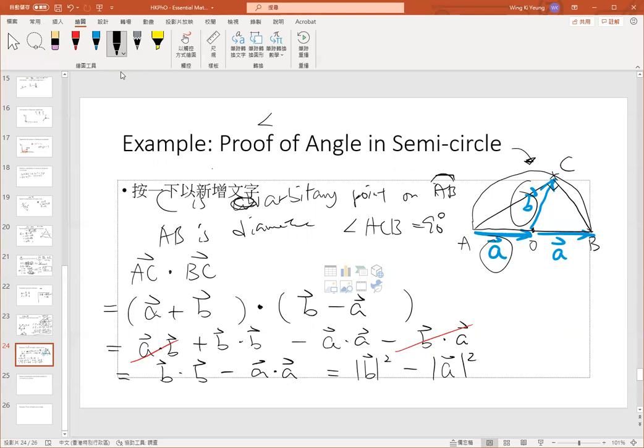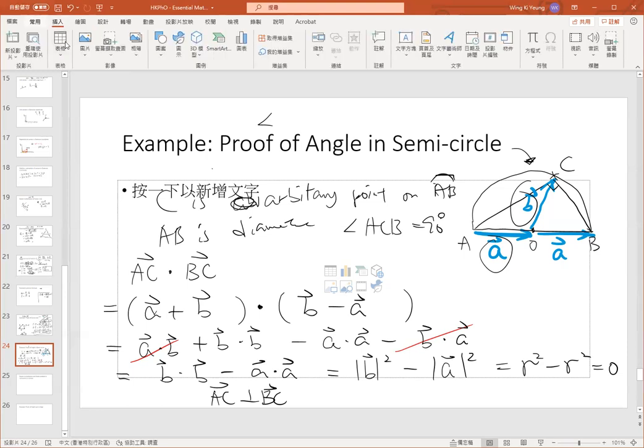And then you have a look at the diagram. You know the vector a and vector b have the length that's equal to the radius of the circle. So radius squared minus radius squared, that's equal to 0. That's it. Okay? You show that AC dot BC equals 0. Then that means AC is perpendicular to BC. Then you have shown that this angle is 90 degrees. Okay?